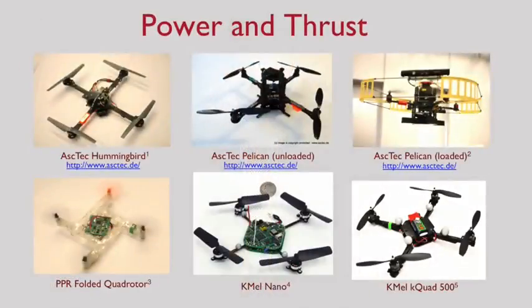So now we've studied the effect of thrust-to-weight ratio. Let's now look at the power consumption of each robot. So in this picture, I show you 6 different robots that we've built in our laboratory. Each one uses a different motor, has a different frame, and has a different payload. So because of that, the thrust-to-weight ratio is different, and the power consumed is also different.